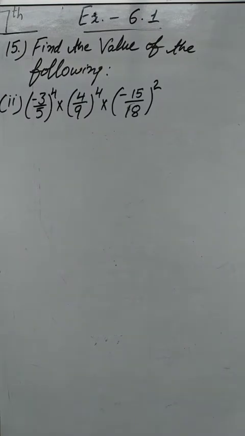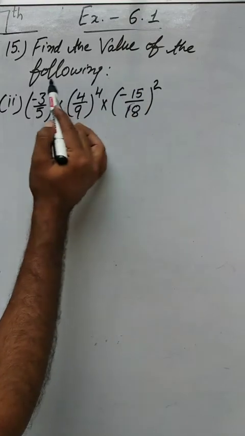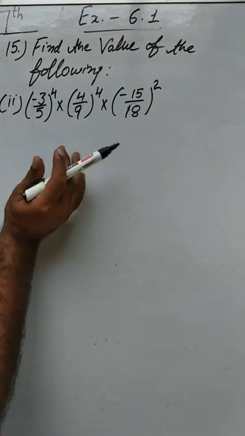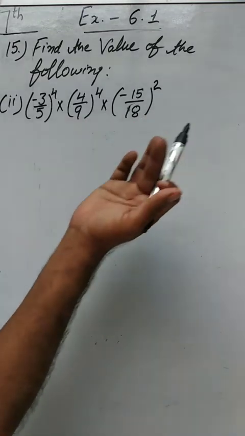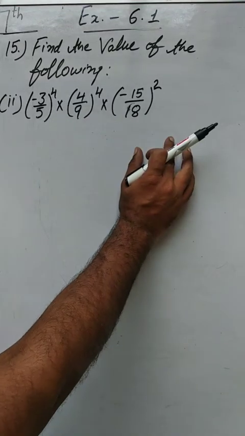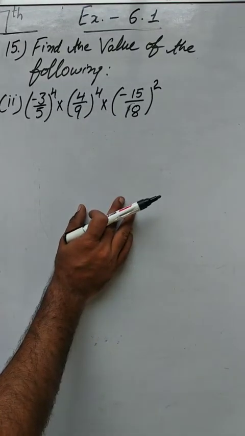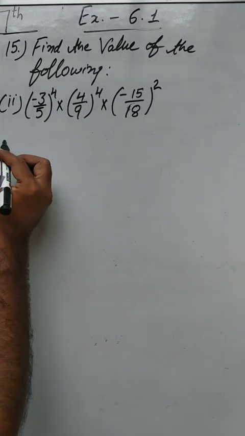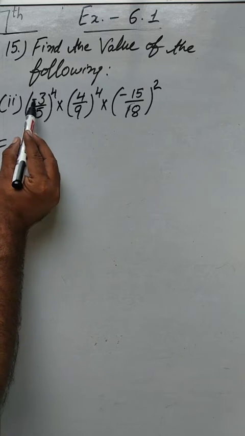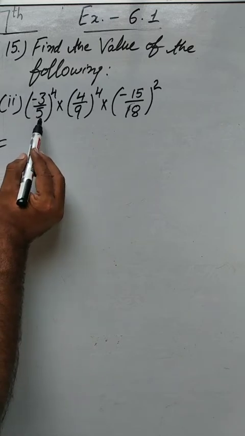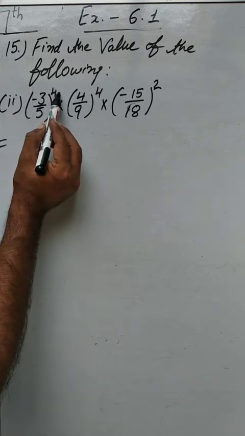Yes beta, question 15. Find the value of the following. Meaning you are given numbers in the form of exponent, and you have to solve them. Meaning you have to open the exponent. If any term is common, you have to cancel, and get the final answer. Now one by one, beta, we will open the exponent. What is here? Minus 3 upon 5 raised to power 4.